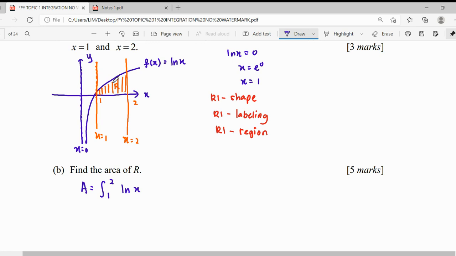So this is one graph only. The whole piece is the area under the graph of ln x, and we are integrating with respect to x, dx.